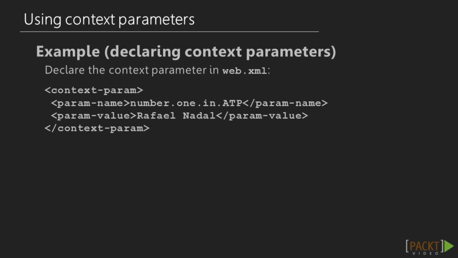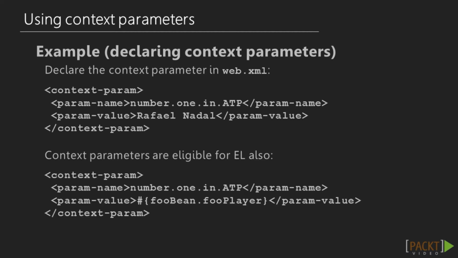The parameter name is number1inATP and its value is Rafael Nadal. Now you can use in your application the name of the number 1 in ATP, and if the number 1 in ATP changes, then you can quickly align your configuration by modifying its name in web.xml. In addition, the context parameters also support EL, as you can see in this example.